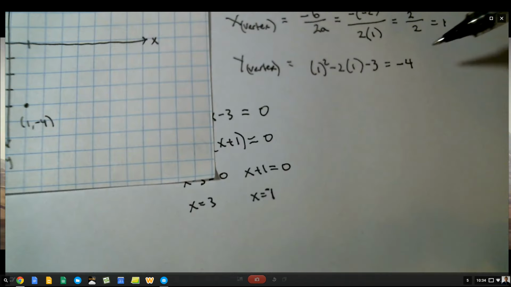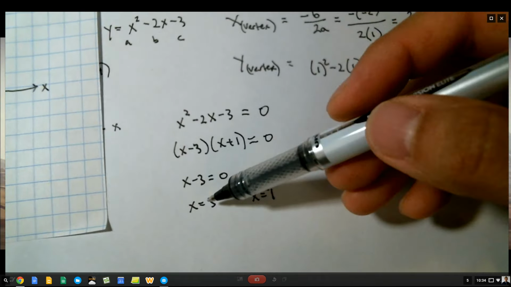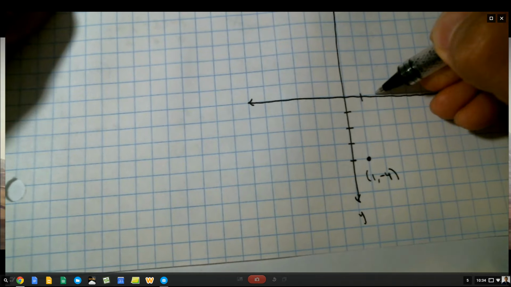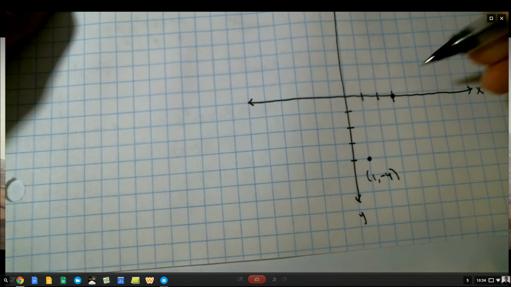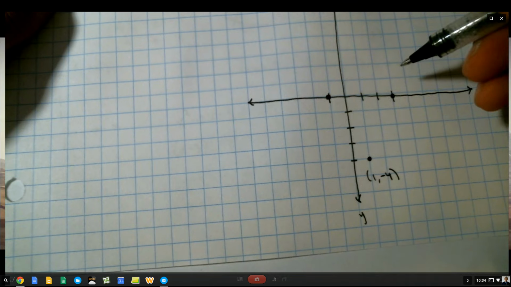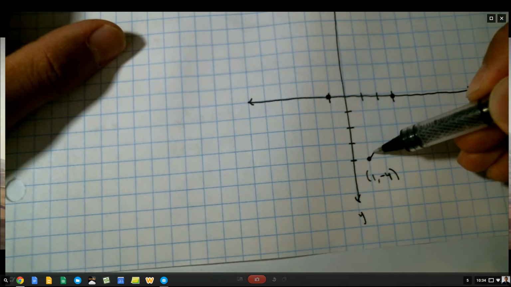So where does it cross the x-axis? It crosses the x-axis at x equals 3 and x equals -1. So x equals 3 and x equals -1. Now notice we have a much better version of our graph.